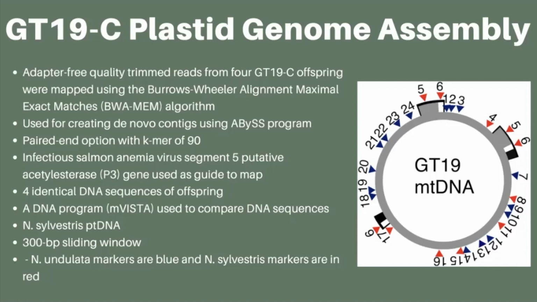And they also used the N. sylvestris plastid DNA, and it involved a 300 base pair sliding window. And they used the Nicotiana undulata markers, and those are blue, as you can see in the picture, and then the N. sylvestris markers are in red, as seen in the picture. And this was what they got. This is the result of the GT19C plastid genome assembly.